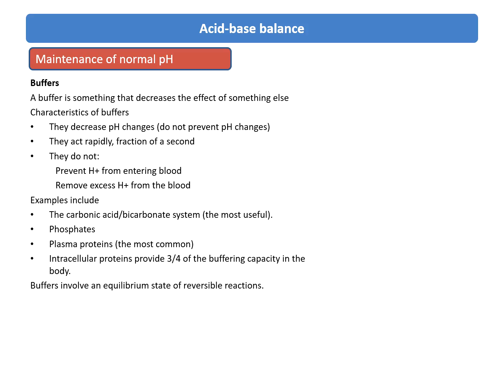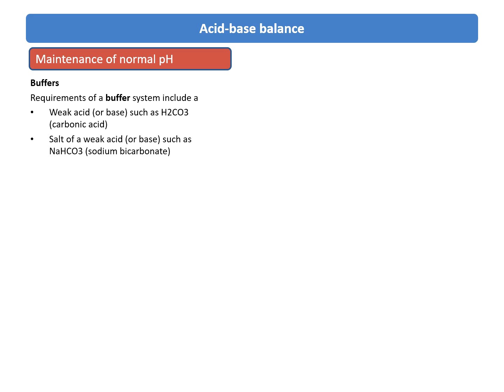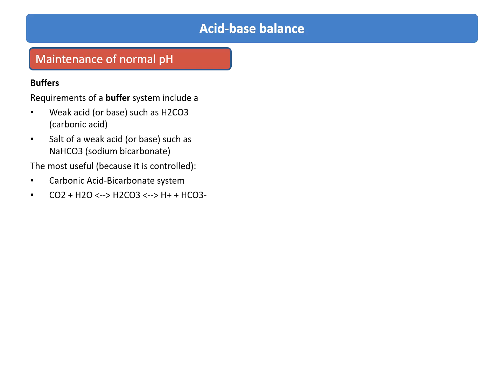Buffers involve an equilibrium state of reversible reactions. The reaction will shift one way to add hydrogen ions and the other way to remove hydrogen ions. The requirements of a buffer system include a weak acid or base, such as carbonic acid, and the salt of a weak acid or base, such as sodium bicarbonate. The most useful such buffer system, because it's controllable, is the carbonic acid bicarbonate system.